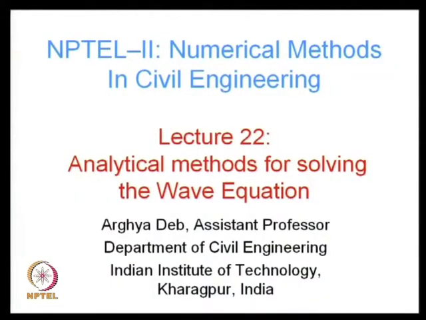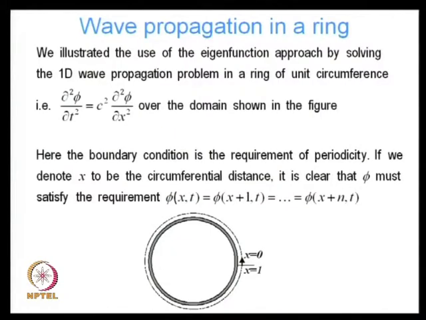Lecture 22 of our series on numerical methods in civil engineering. We will continue with our discussion of analytical methods for solving the wave equation. We illustrated last time the eigenfunction approach for solving the wave equation, by solving the 1D wave propagation problem in a ring of unit circumference.